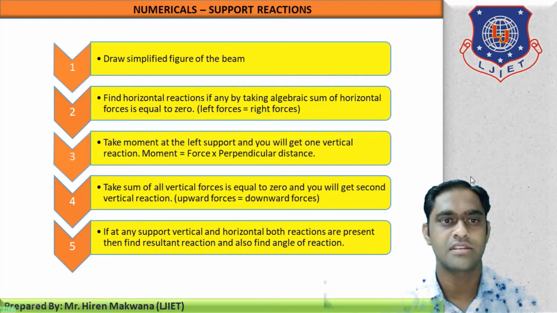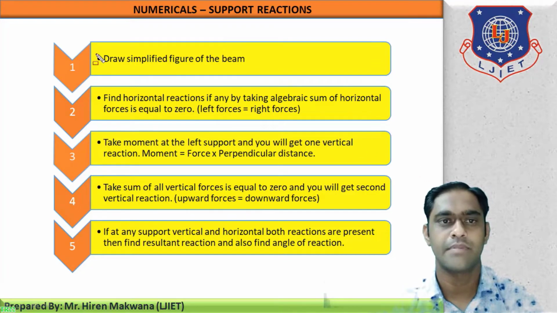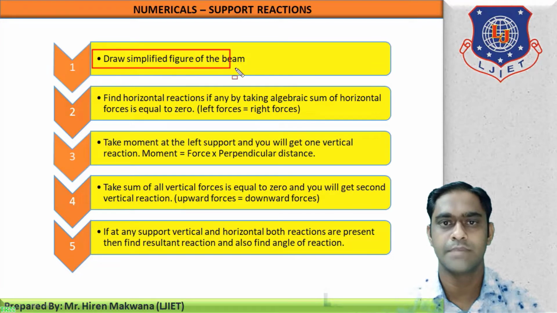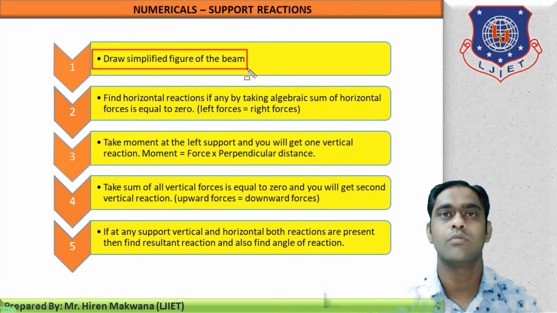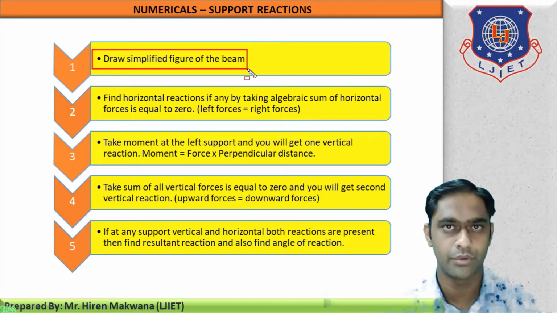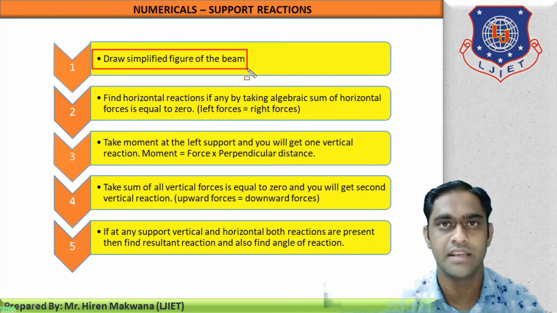Here you can see step number 1, draw simplified figure of the beam. So in step number 1, what you have to do is to draw simplified figure of the beam. Now what is simplified figure of the beam? It means you have to convert all UDL, UVL, etc. into point load. Moreover, you have to remove the supports and replace them with only the reactions at the supports.